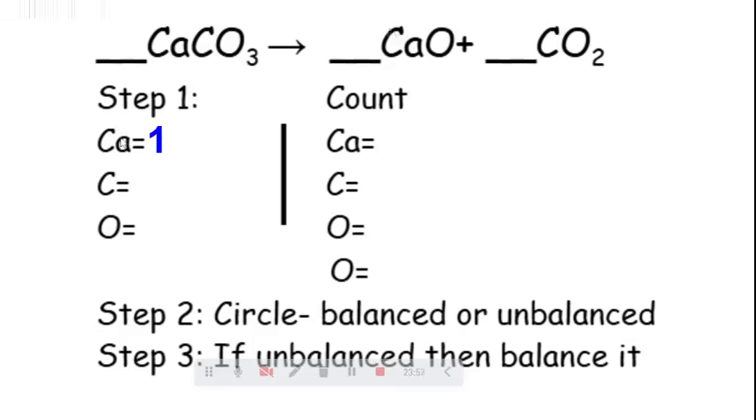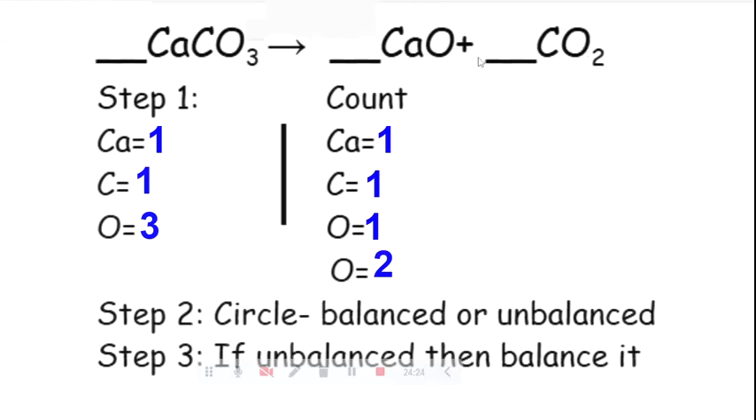I have 1. How many carbons do I have? I have 1. How many oxygens do I have? I have 3. Going over to the other side, how many calcium do I have? Calcium, I have 1. How many carbons do I have? I have 1. And then over here, my first oxygen is going to be what number? 1. And then my second oxygen over here is going to have 2.